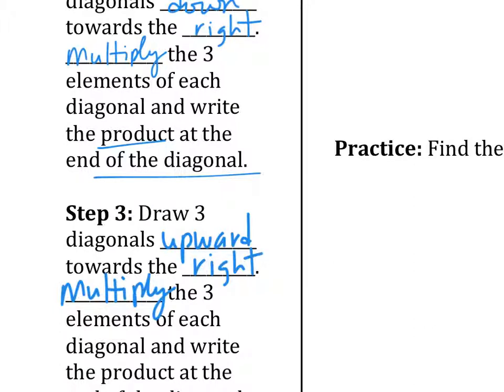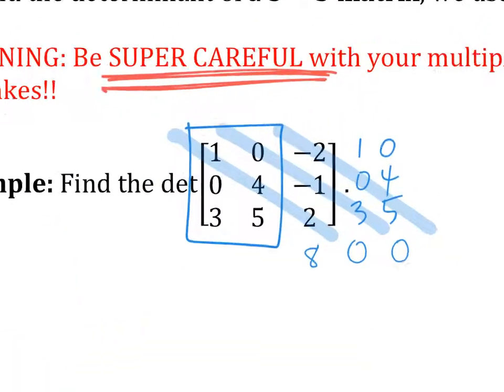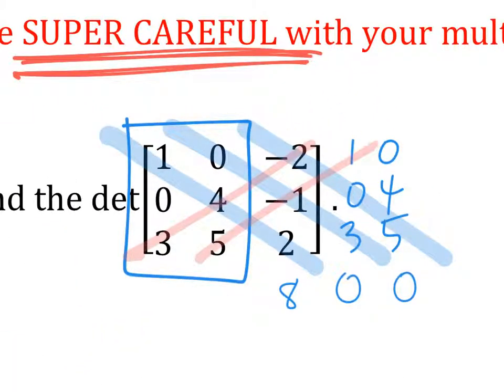Okay, step 3, you're going to draw the 3 diagonals upward towards the right, and multiply the elements together. Now, where do you draw these diagonals? You're going to start from the bottom left up. 1, 2, 3. And then you're also going to multiply them together. So in this first diagonal, 3, 4, -2. So multiply them together. 3 times 4 is 12. 12 times -2 is -24. So -24 goes up here.